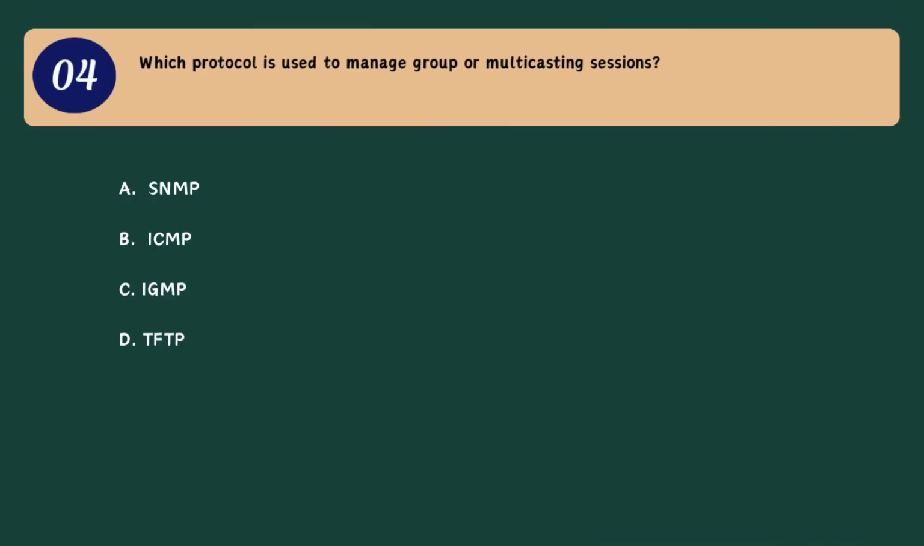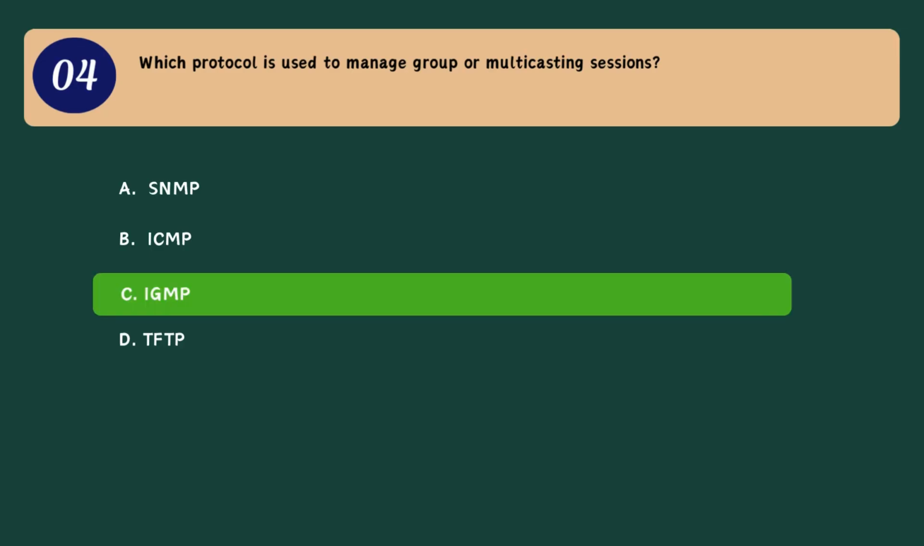Question 4. Which protocol is used to manage group or multicasting sessions? A. SNMP. B. ICMP. C. IGMP. D. TFTP. Correct answer. C. IGMP.